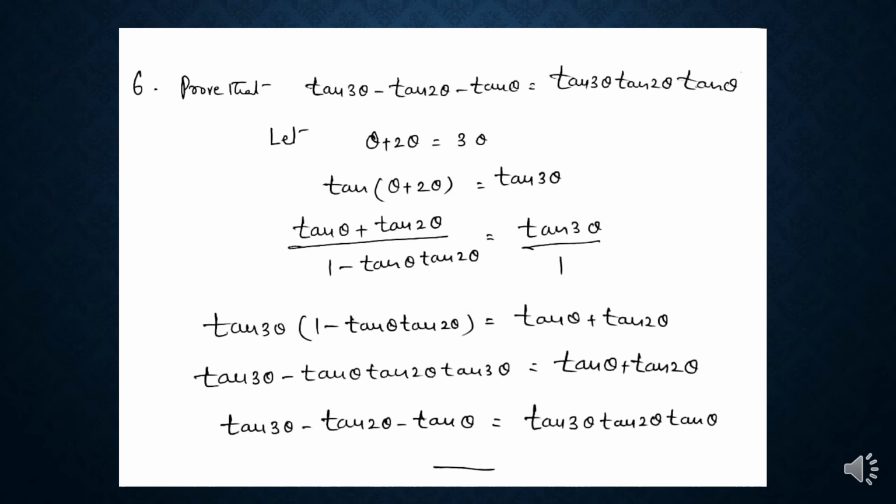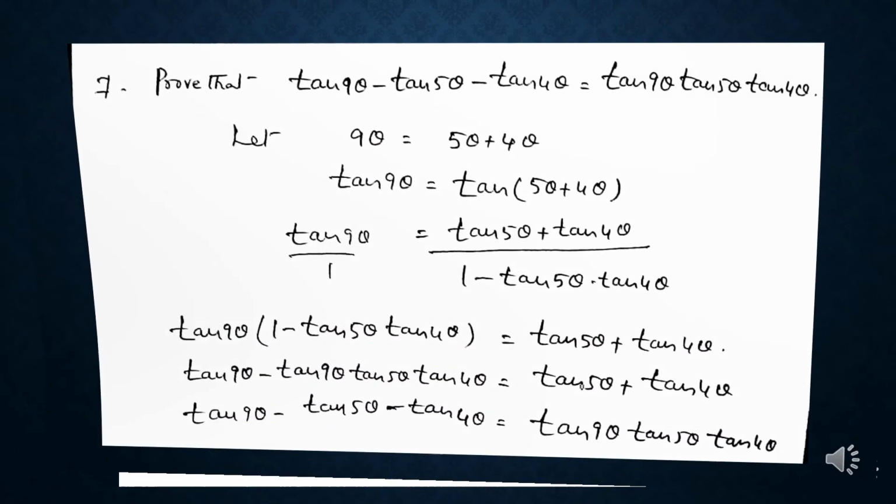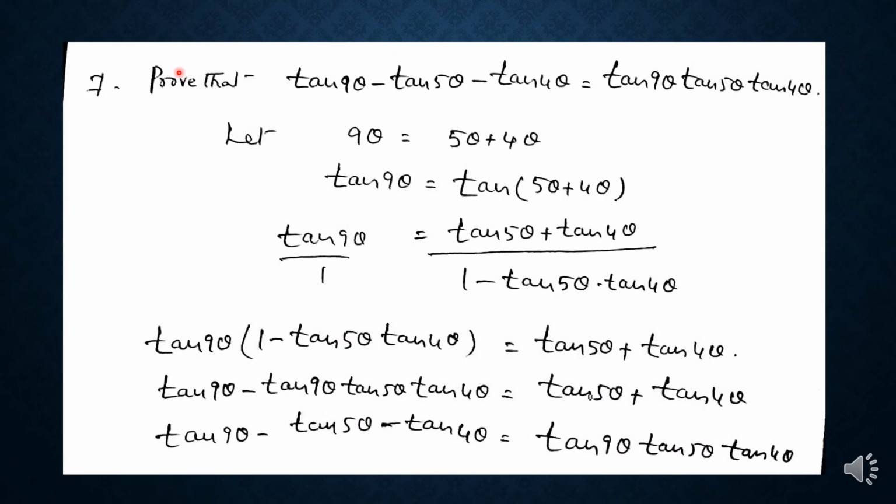Next problem. Similar problem. Prove that tan 9 theta minus tan 5 theta minus tan 4 theta is equal to tan 9 theta into tan 5 theta into tan 4 theta. Here by taking 9 theta, 9 theta can be written as 5 theta plus 4 theta. Now applying tan on both sides, it becomes tan 9 theta is equal to tan of 5 theta plus 4 theta. So that is tan 9 theta is equal to tan of a plus b form.